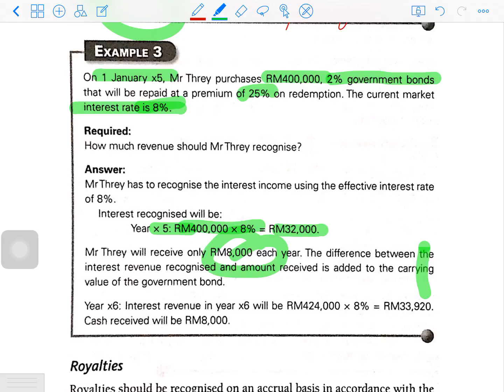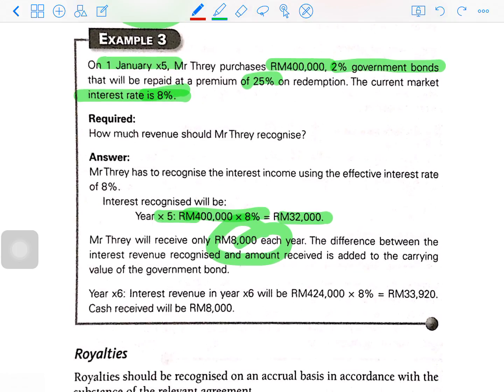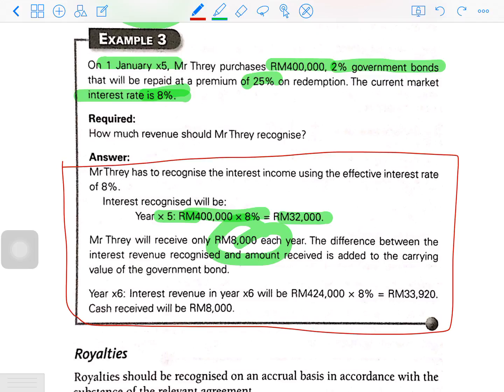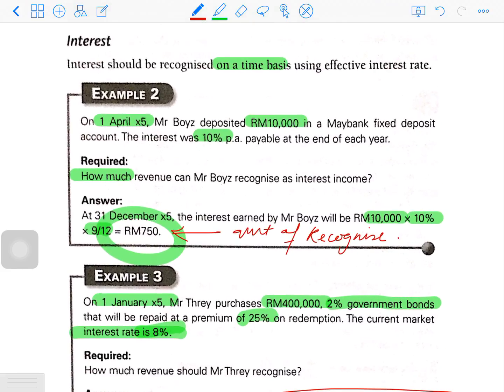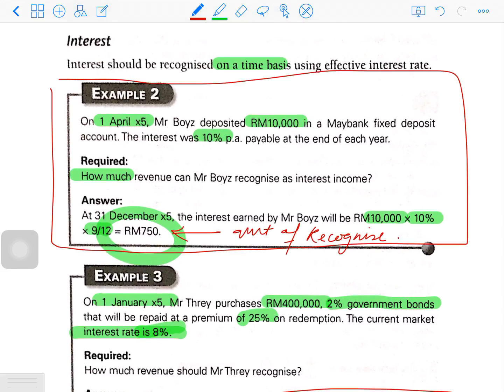Okay, this is a little bit complicated for you, so let's not go into this, because this part probably will not be covered for you. This example is not suitable for you. The example for you will be example 2 here. This is more relevant for you because the calculation is simple.